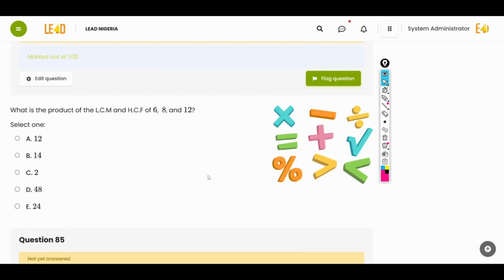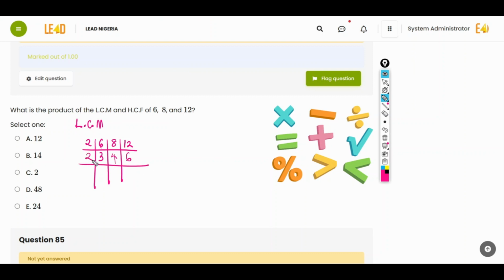All right, next. What's the product of the LCM and HCF of these numbers? Very good. So we start all over again. The LCM of 6, 8, and 12. Okay, so I guess we'll pick up with 2. 2 in 6 is 3. 2 in 8 is 4. 2 in 12 is 6.